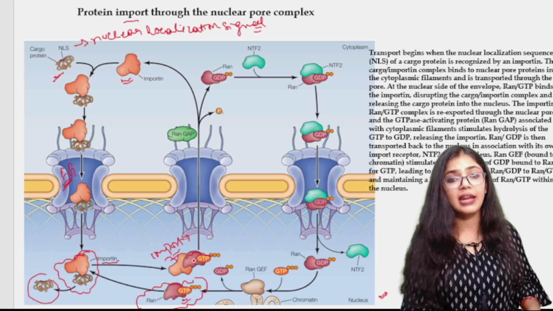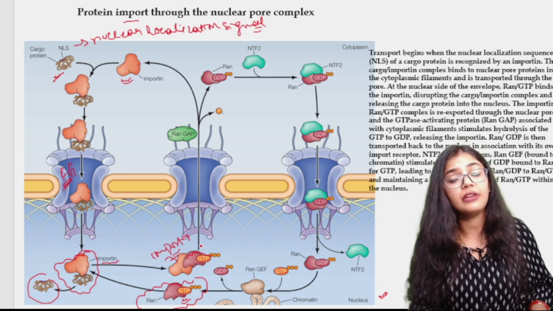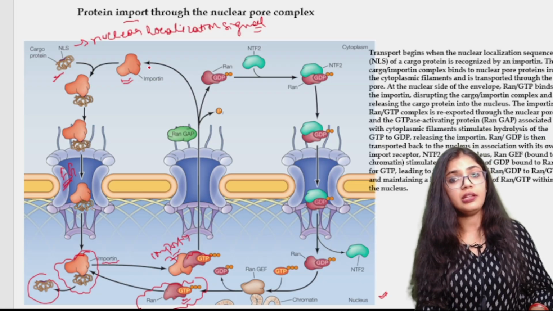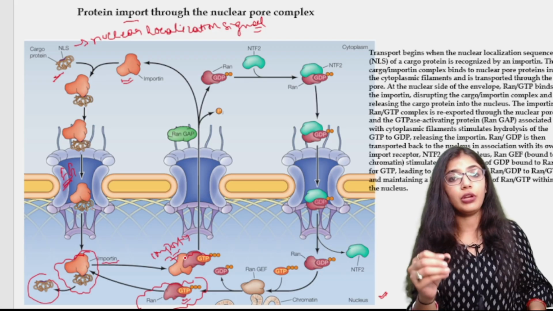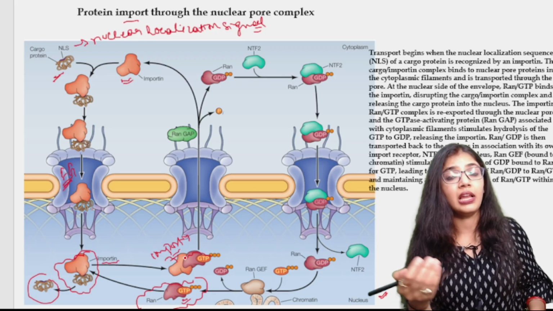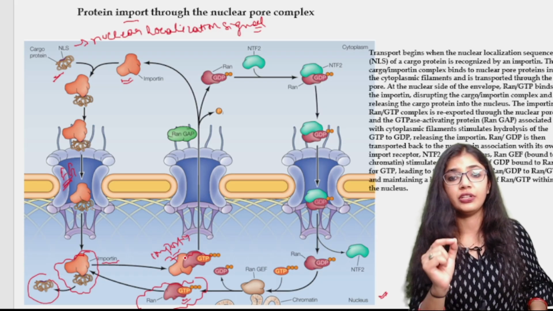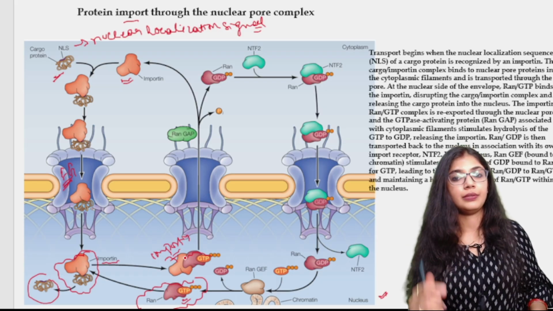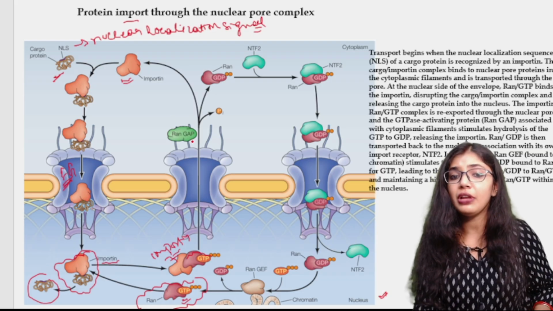This RAN GTP and importin will be transferred again outside the nucleus. Why will it be transferred outside the nucleus? Because if the importin is not recycled, how will it bring another protein? Due to this, it is being transferred out of the nucleus.